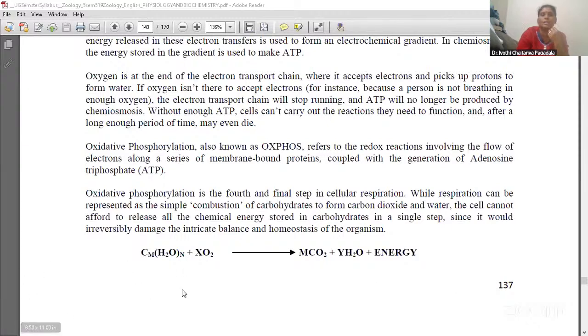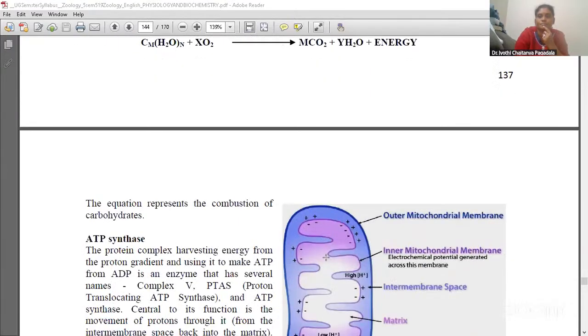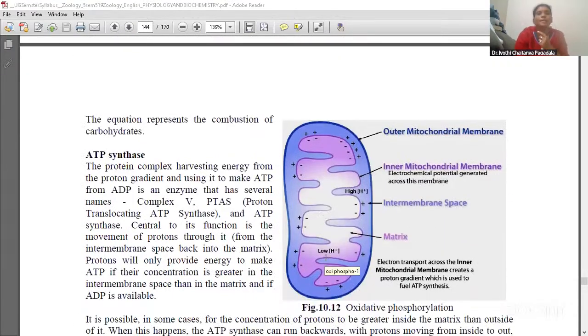Here you can see a simple reaction: C6H12O6 and oxygen, where CO2 is released along with water and energy. So this is the equation which represents the combustion of carbohydrates. Here you can see the structure of the mitochondria, where oxidative phosphorylation takes place.